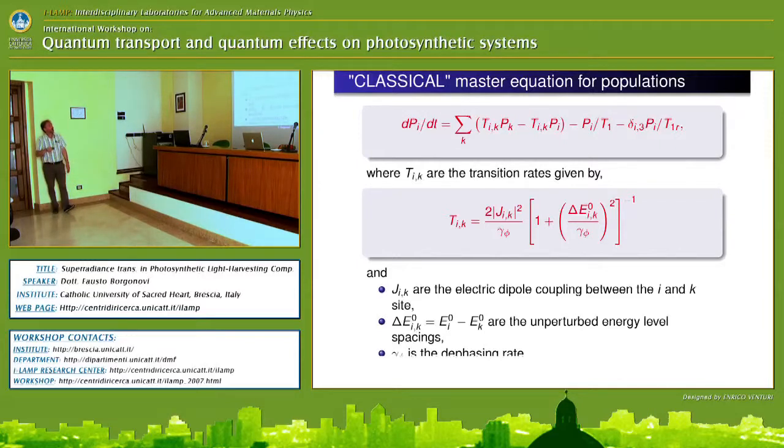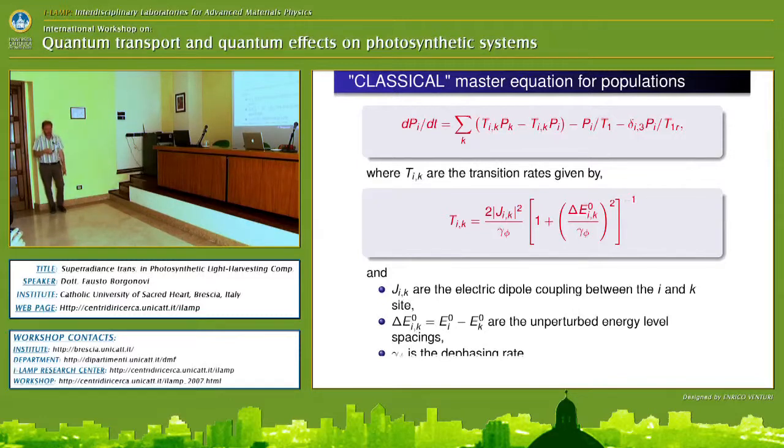What are these quantities? This J_IK is the electric dipole coupling between the I and K site. This gamma phi is the coherence rate. And this delta E naught is the difference between the unperturbed energy level spacing. As you can see, this T_IK rate does not depend on temperature except through this factor. And of course, this is the loss due to the exciton recombination, and this is the loss to the reaction center, to the sink.